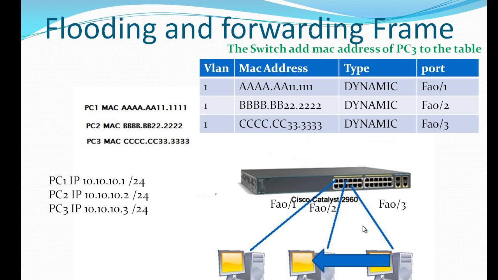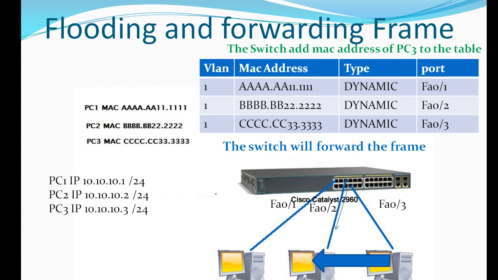the switch is going to add the MAC address of PC3 to the table because it doesn't have an entry, and then it's going to look for the destination MAC address. Since it has an entry for the PC2 MAC address, it's going to send the information just on this port up here, FA0/2, and the switch will forward the frame. So this is the scenario.